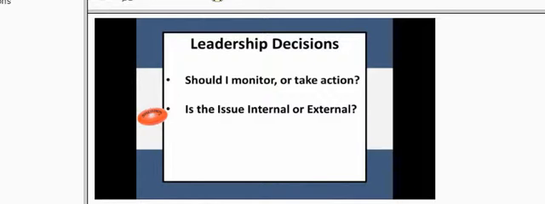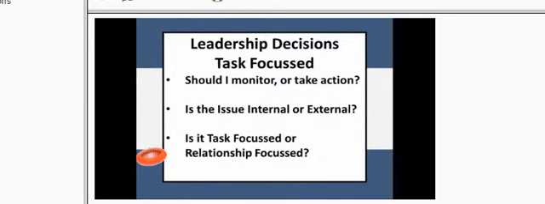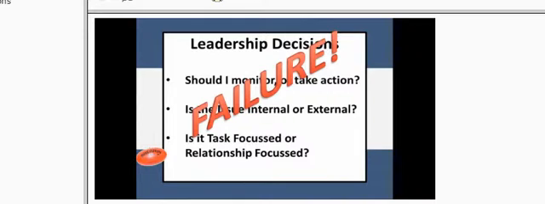If internal actions are required, a leader must decide if the required action is task-focused or relationship-focused. For instance, if an interdepartmental process has failed, the leader needs to identify if the task is what should be reviewed or whether there is a cross-department personality clash. Trying to treat the symptoms without correctly identifying the cause will likely result in failure.